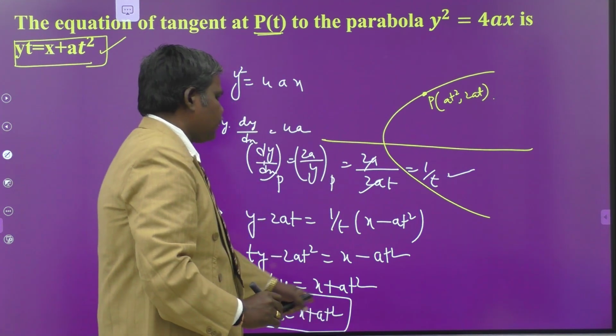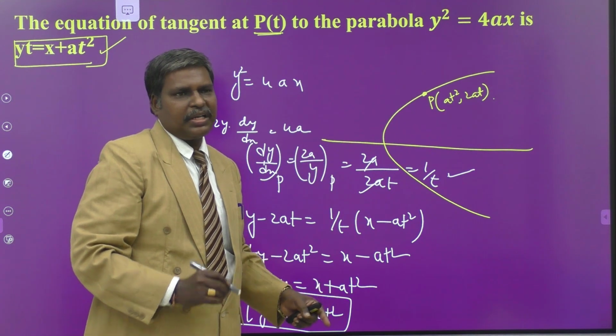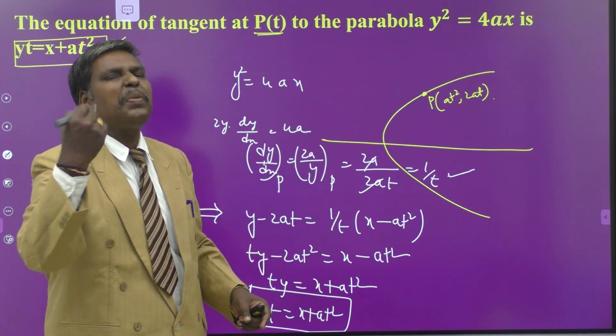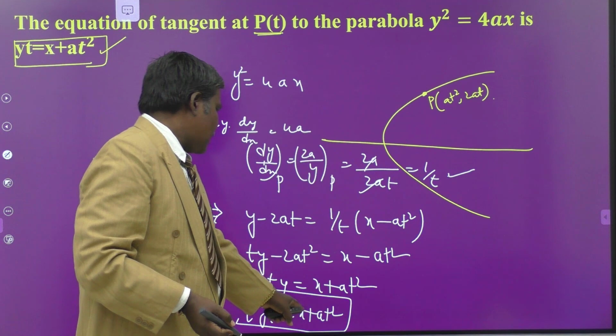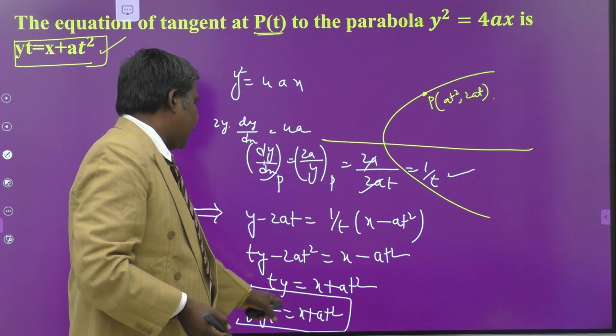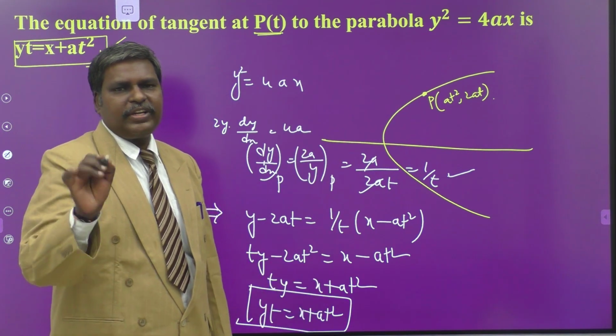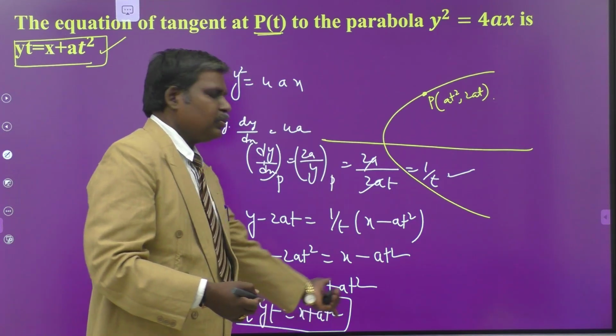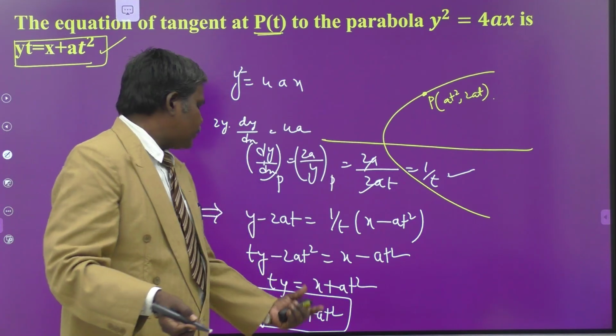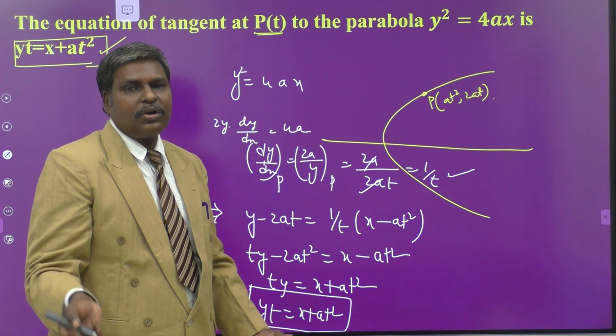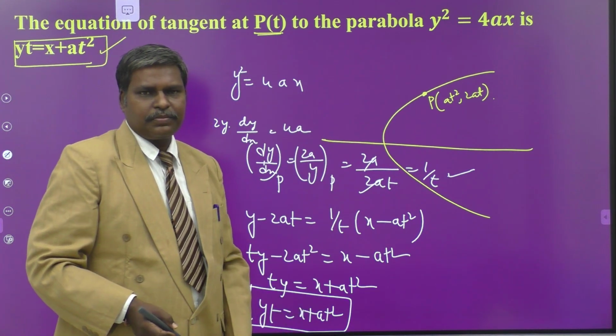So, what is t here? Parameter. t is the parameter. That means (at², 2at) is any point on the parabola, and (x, y) is the variable. yt = x + at². If t = 2, substitute here, you get one tangent. For t = 1, you get another tangent. For t = 3, you get another tangent.